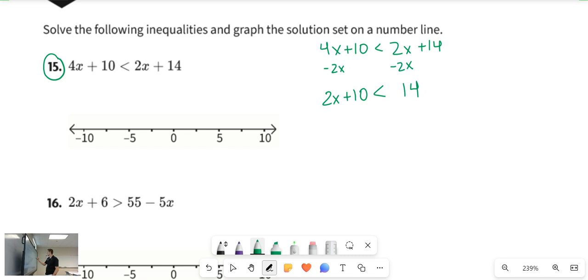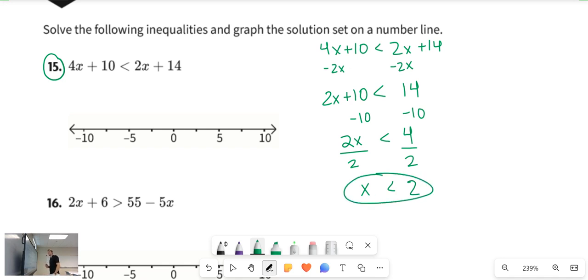All right, now we will subtract 10 on both sides. Minus 10, minus 10. Right? If we do just the subtraction, we again do not change the inequality. So we should be left with 2x on the left and only 4 on the right. And then finally, we can divide both sides by 2. If we're dividing by a positive number, we don't change the inequality. So it stays, and we get x is less than 2. All right? So that is our solved inequality.